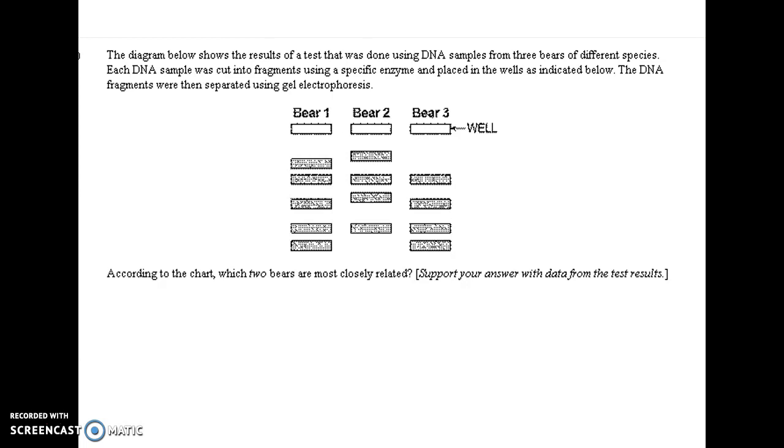So I'm going to pause for a second, you pause the video, and figure out which bears are most likely related. Okay, so I'm going to go with bear 1 and bear 3. Why? Because they have the most pairs that are alike. Bear 1 only has 1 piece of DNA that is different than bear 3.